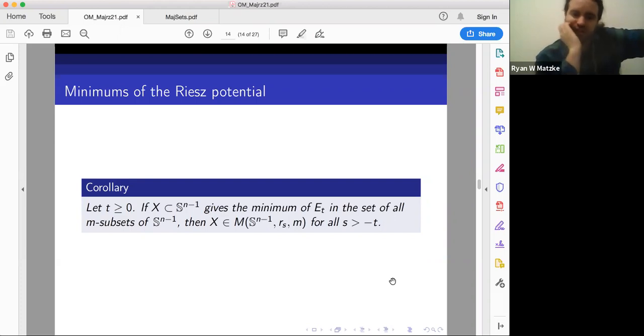Okay, so then I guess my follow-up question is, have you come across instances where it's easier to characterize all M sets than it is to determine minimizers of an energy?